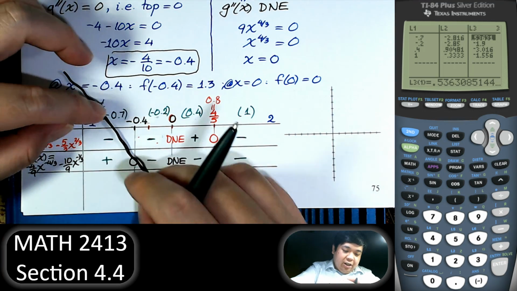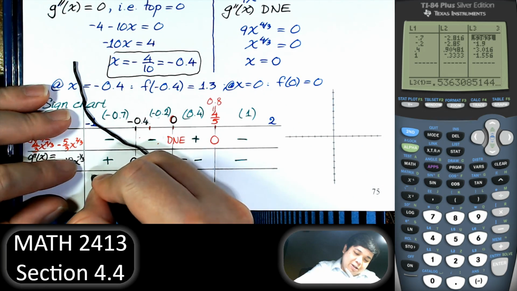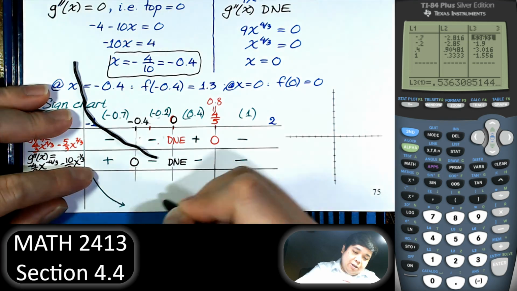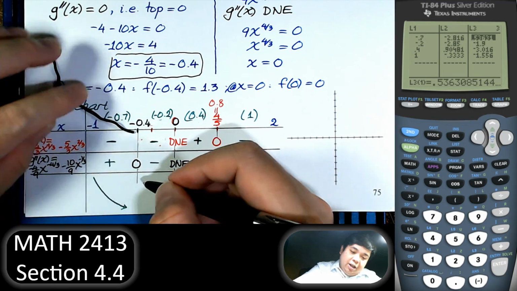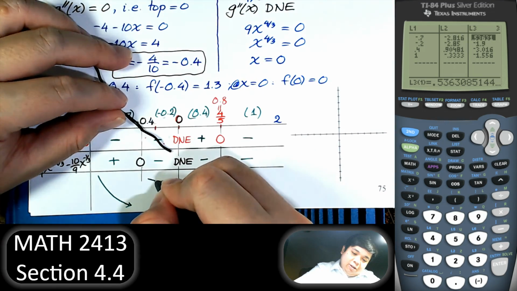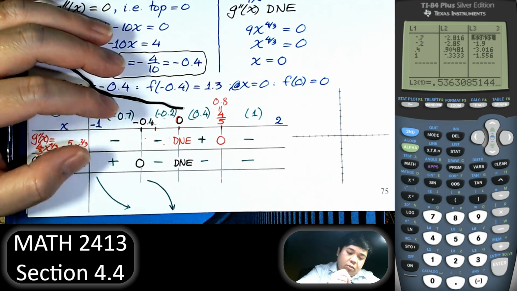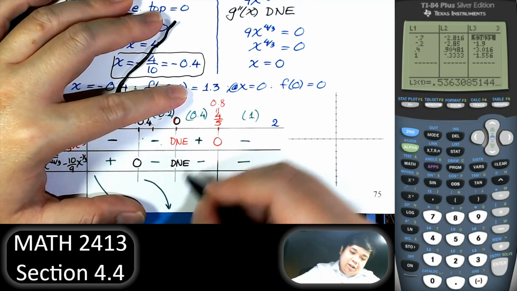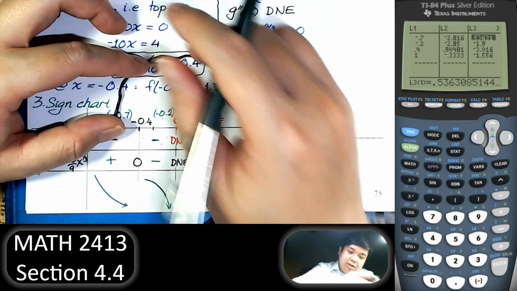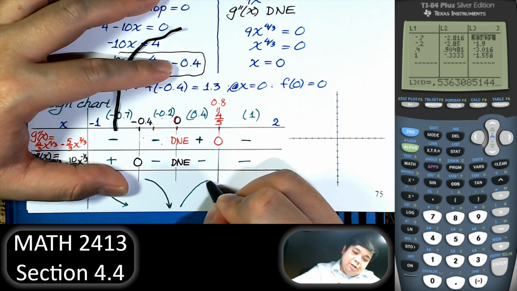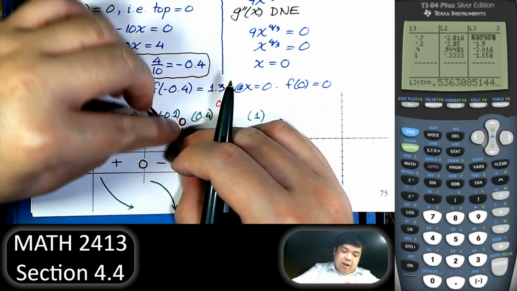It's decreasing but concave up. And then this decreasing and concave down. Increasing but concave down. And decreasing and concave down.